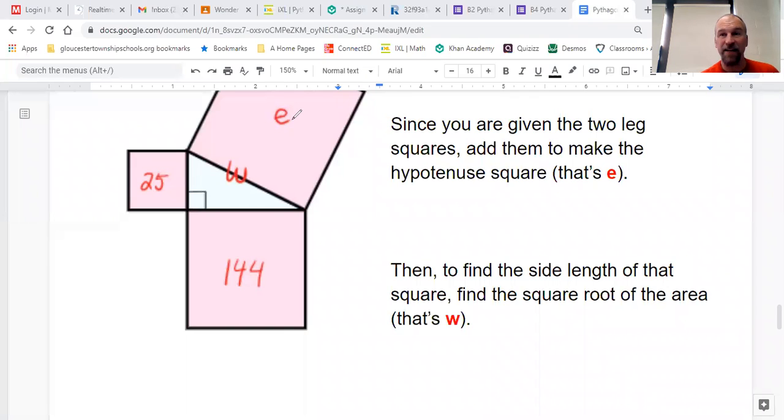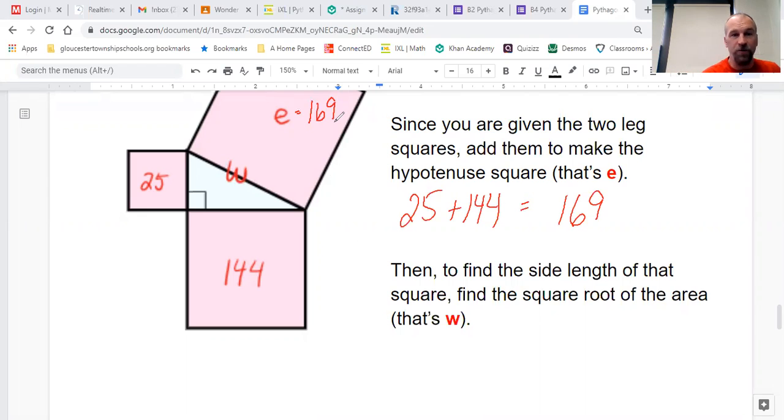That would be E, because this side right here, the side labeled with a W, that's the hypotenuse of the triangle inside of those squares. So to find this E, I just have to take the 25 and the 144 and add them together. So that means that the E, the area of this square, is 169.